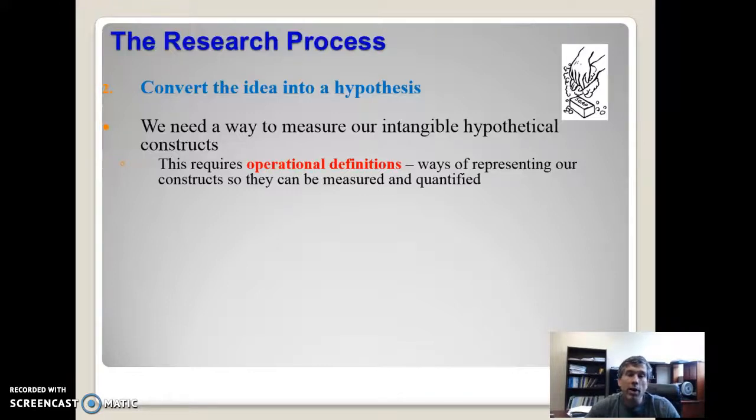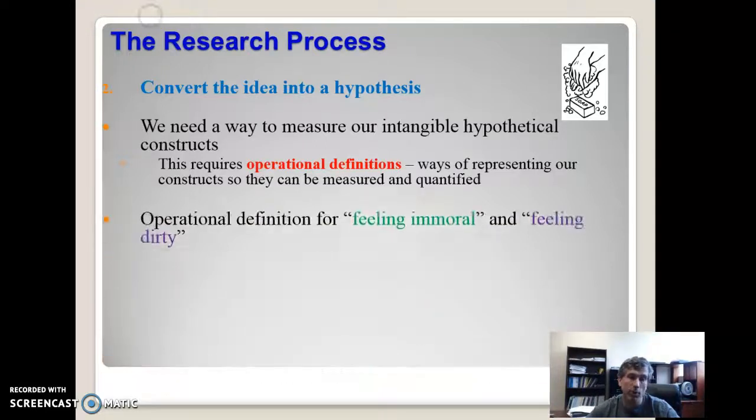The way that we do this is by creating what are called operational definitions. An operational definition is not like a dictionary definition. You can think of it in a more modern term as a working definition. Operational definition means how are you going to operate with this? How are you going to work with it? So an operational definition is a way of taking a hypothetical construct and changing it into a form where it can be measured, it can be quantified. You can attach numbers to it.